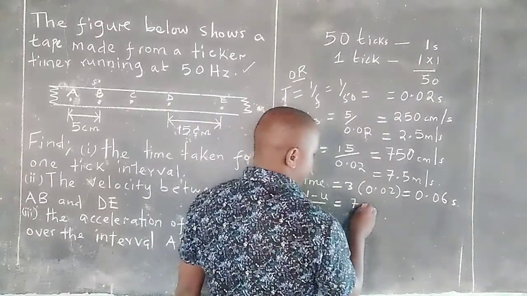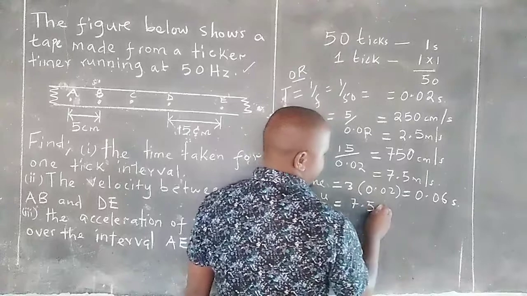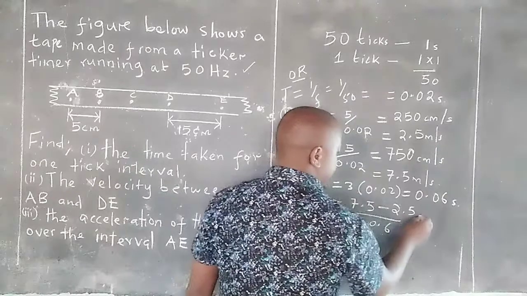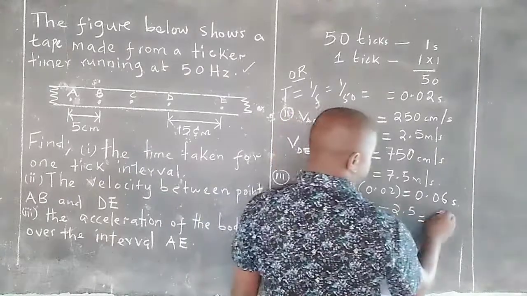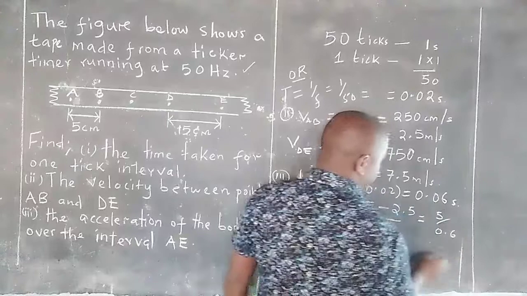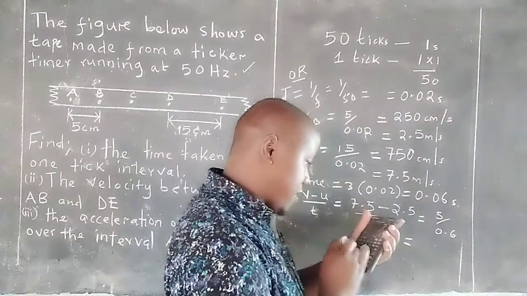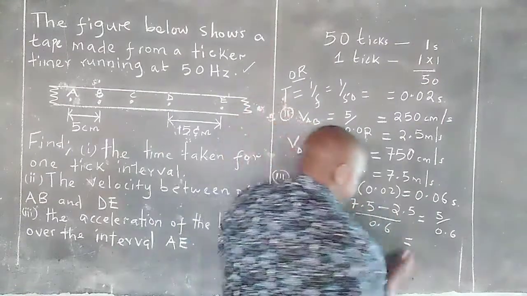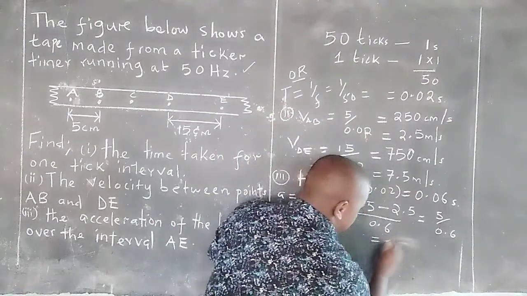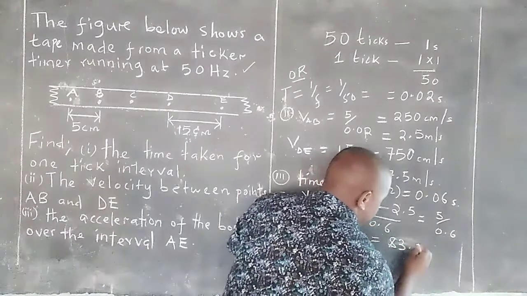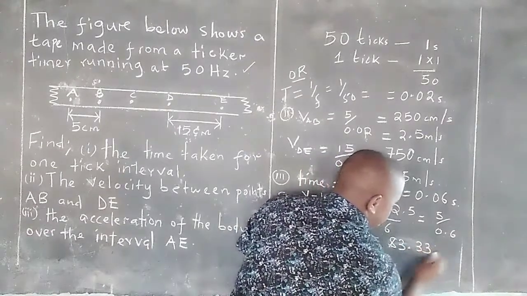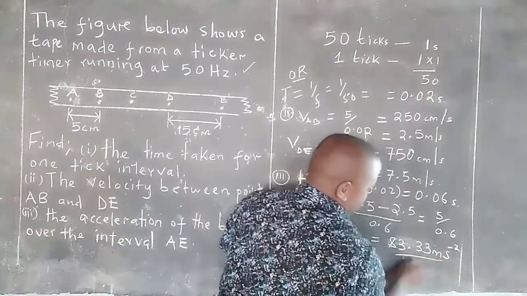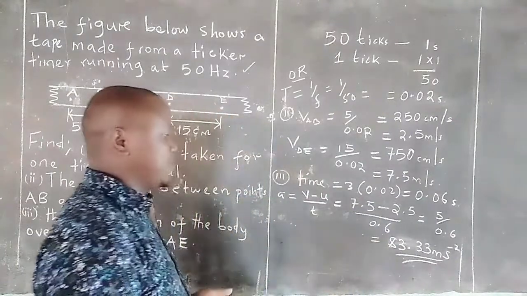So 7.5 minus 2.5 out of 0.06. This gives us 5 out of 0.06. So 5 divided by 0.06. This will give us 83.33 meters per second squared. 83.33 meters per second squared.